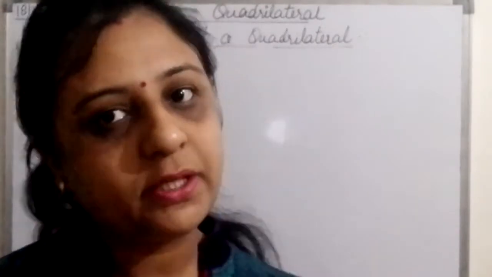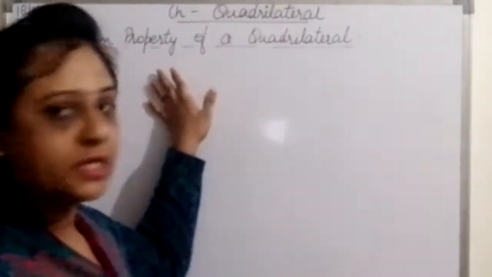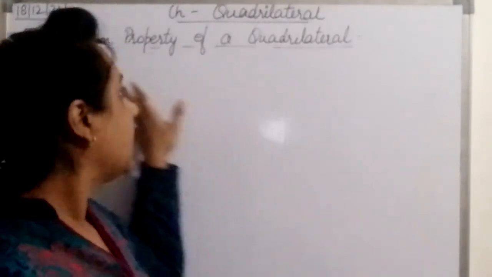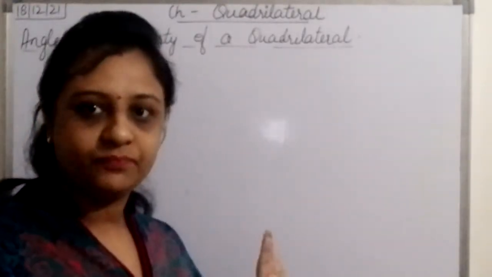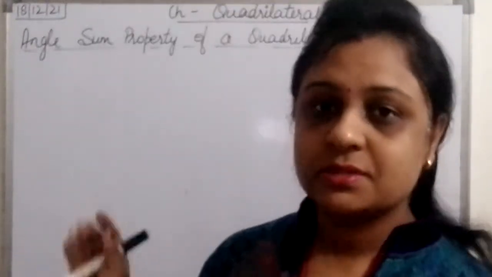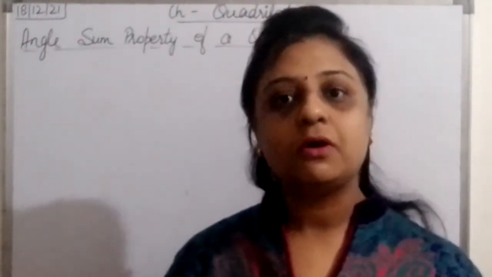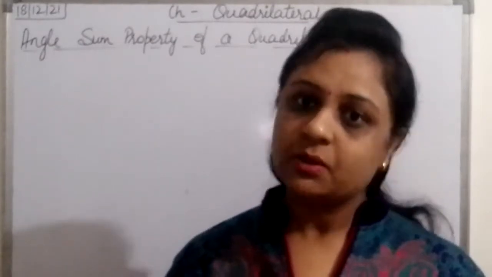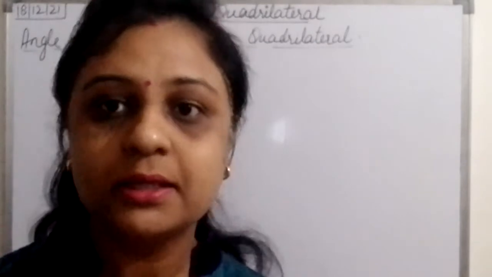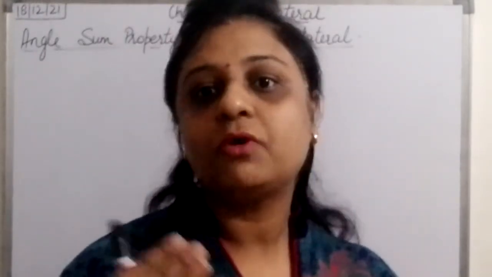I am going to explain one of the theorems of the chapter quadrilateral, the very important and very well-known theorem, the angle sum property of a quadrilateral. Students, this theorem says that the sum of all the angles of a quadrilateral is 360 degrees. All of you know that there are four angles in a quadrilateral. So we have to prove that the sum of all the four angles of a quadrilateral is 360 degrees.